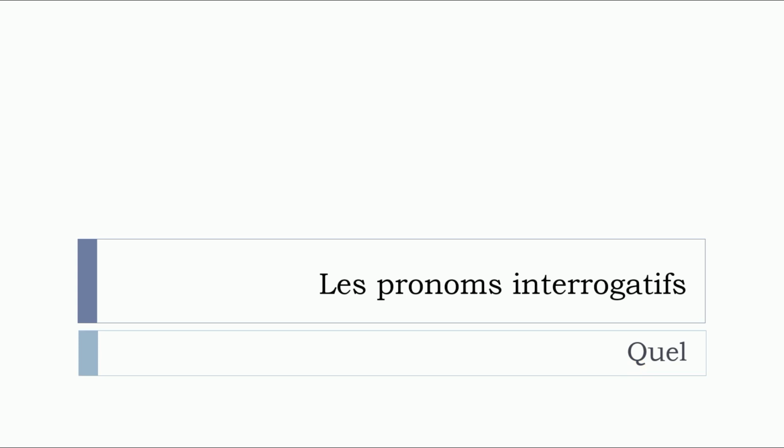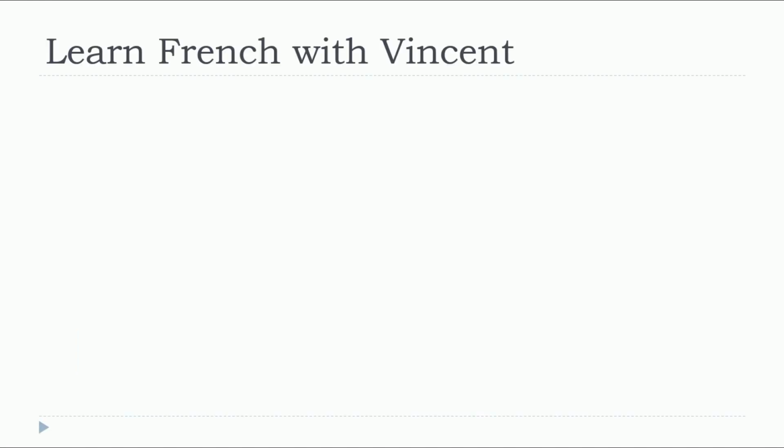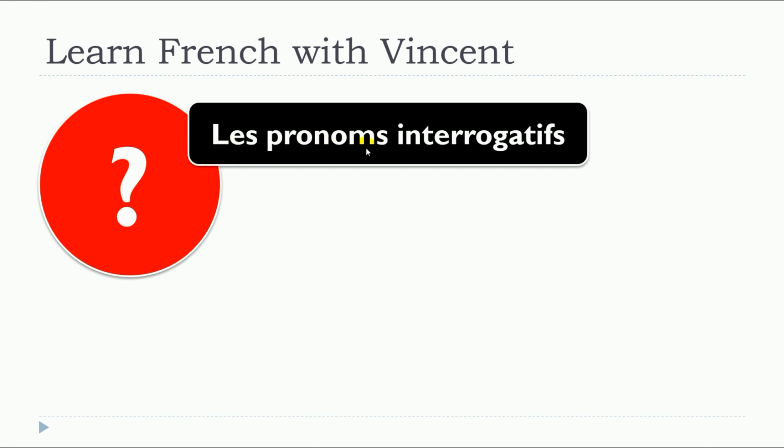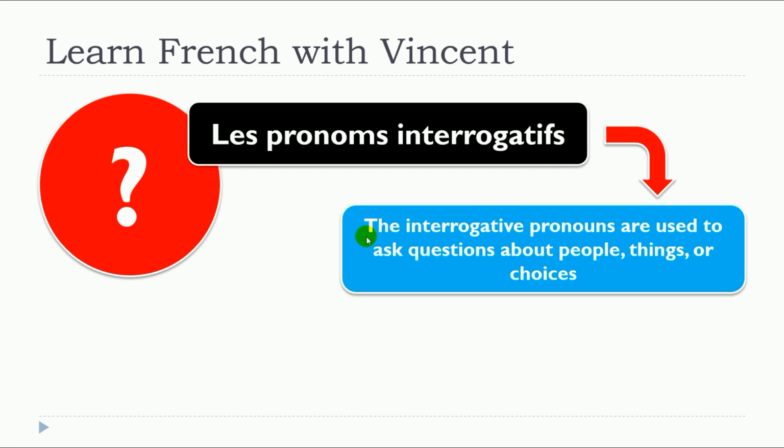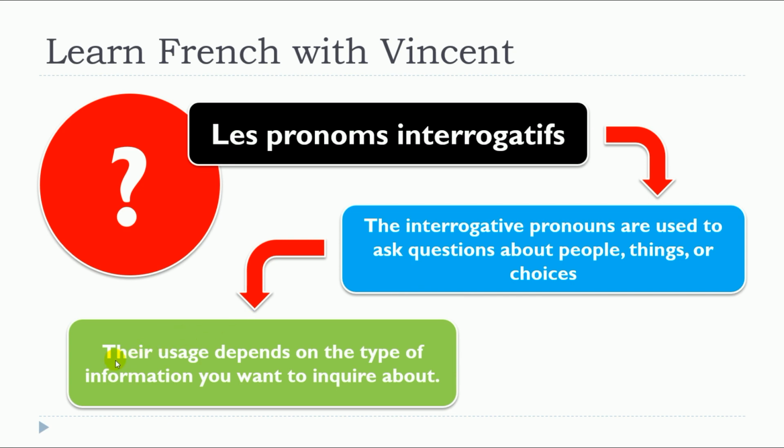In this lesson, we will see together les pronoms interrogatifs, but more precisely, we will see quel. So, what are les pronoms interrogatifs? Well, we'll have two things to answer. That's the first one. The interrogative pronouns are used to ask questions about people, things, or choices. And the second thing, their usage depends on the type of information you want to inquire about.